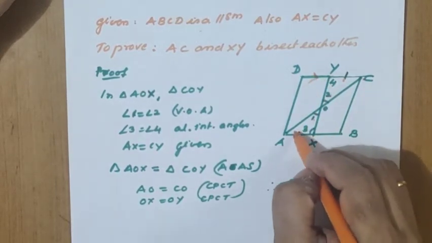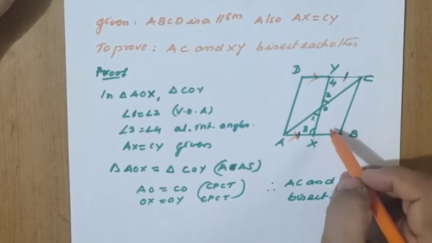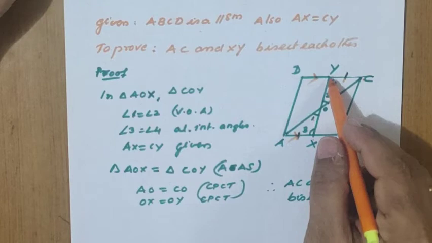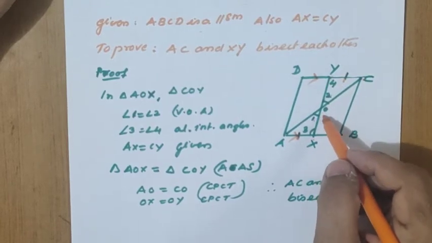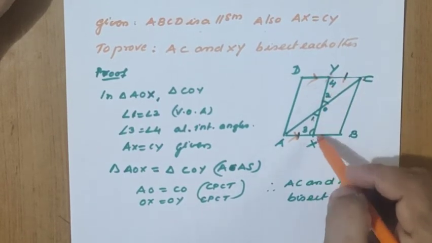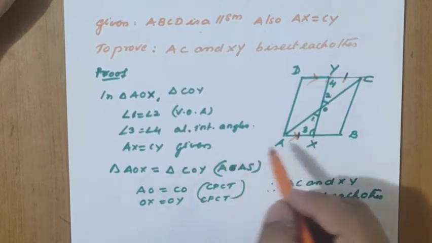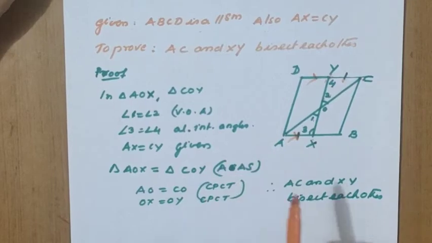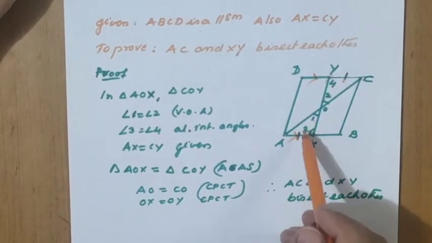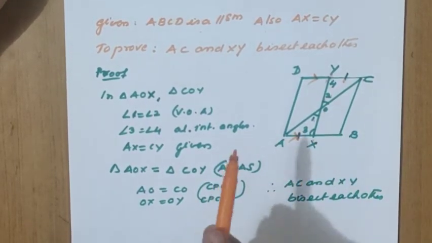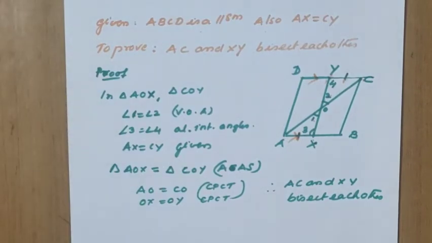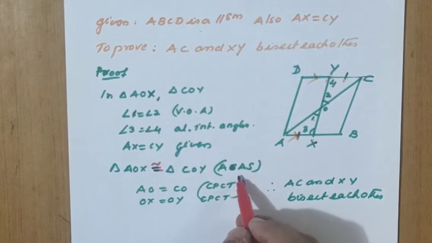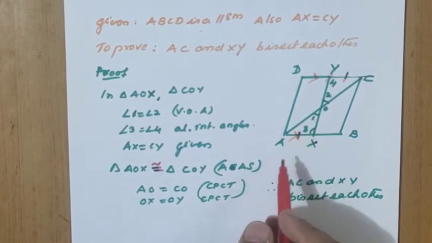And it is a parallelogram, so the interior angles are also equal. So angle 3 equal to angle 4. What is the reason? Alternate interior angles, with XY as the transversal. Now it is also given that AX equal to CY. Now triangle AOX is congruent to triangle COY. What is the criteria? Two angles and one side.